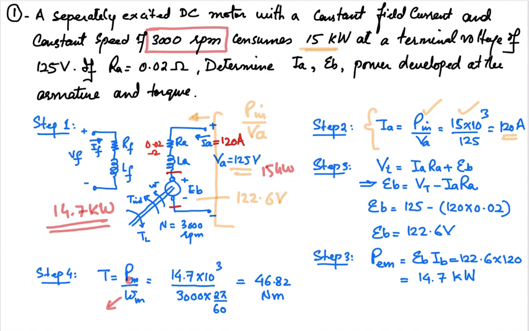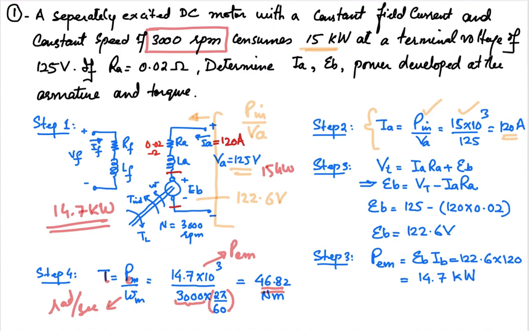So this is in radian per second. The torque can be measured by dividing the electromagnetic power by the speed in radian per second. Our power that is converted into the mechanical form is 14.7 into 10 raised to the power 3, and this is the RPM. So 2 pi by 60 is the conversion factor to convert this 3000 RPM into radian per second. So the resultant torque is 46.82 Newton meter.